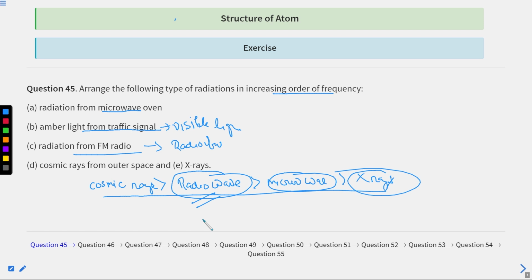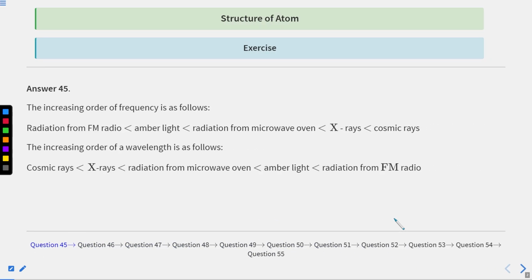Clear? Now talk about X-rays. They have to deal with bones, meaning they have to give a scan of bones. Now this is a thing of microscopic level, so it should interact with smaller particles. To interact with smaller particles, it should have a smaller wavelength. So they are used in X-rays. Clear? So here we have the same thing: cosmic rays, X-rays, microwave, amber light, and then FM radio. Clear?